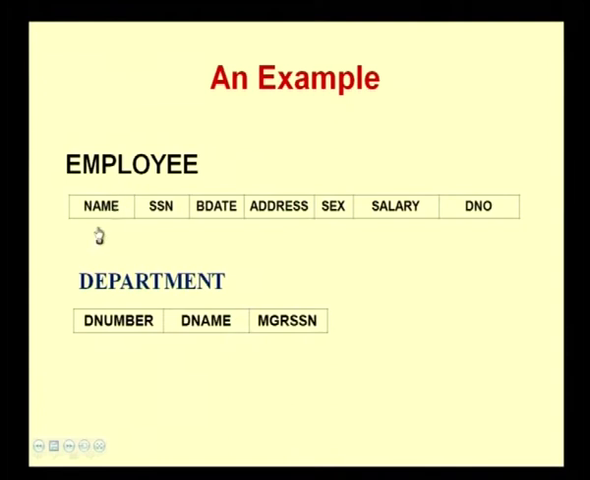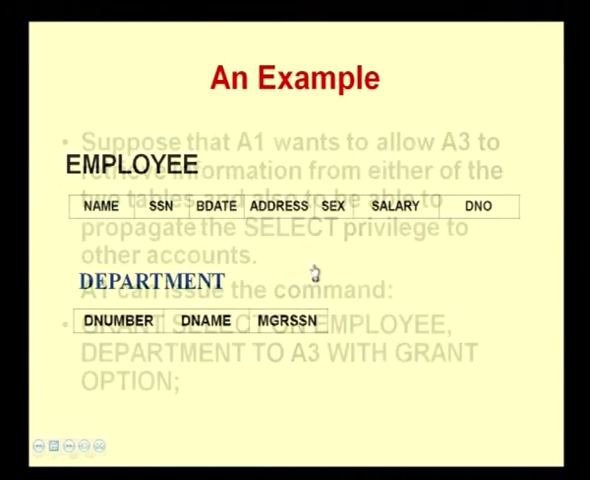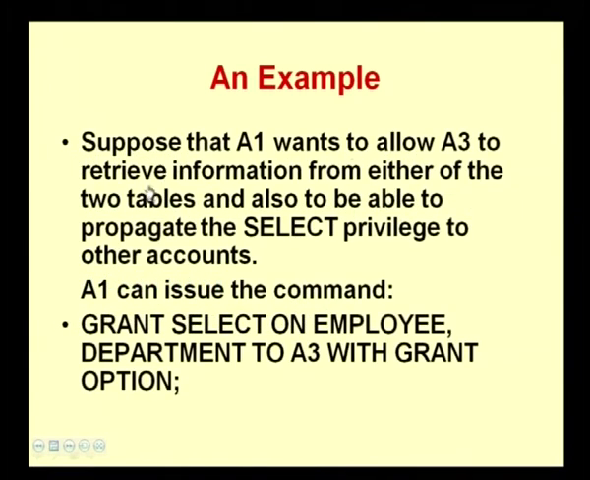Welcome back after the break. Now, let us take this example: employee has name, social security number, birth date, address, sex, salary and department number, and let us have department with department number, D name of the department and the SSN of the manager of that department. Now, suppose A1 wants to allow A3 to retrieve information from either of the two tables and also to be able to propagate the select privilege to other accounts. A1 can issue the command grant select on employee, department, these are the two relations, to A3 with grant option. So, the select operation alone can be done for both the relations.